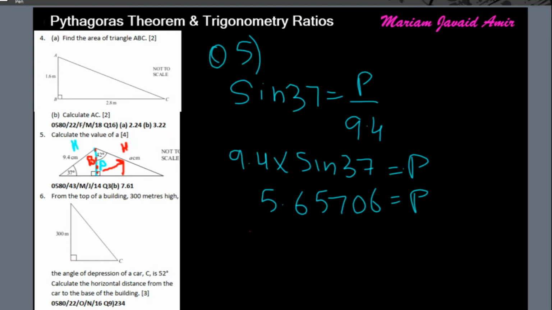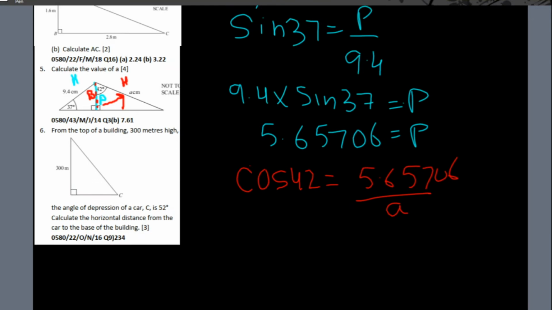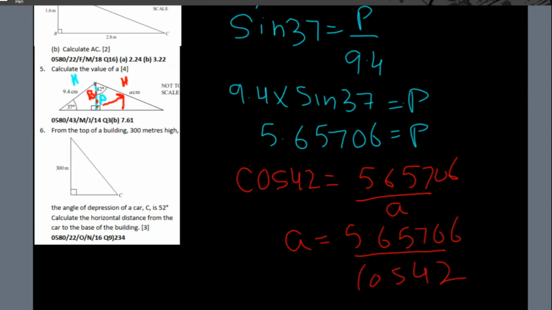So we'll be using the trigonometric ratio which uses base and hypotenuse, that is cos. Cos 42 equals base, 5.65706, over hypotenuse, a. So to find a, we simply write 5.65706 over cos 42. So divided by cos 42, which gives us 7.61. a equals 7.61.